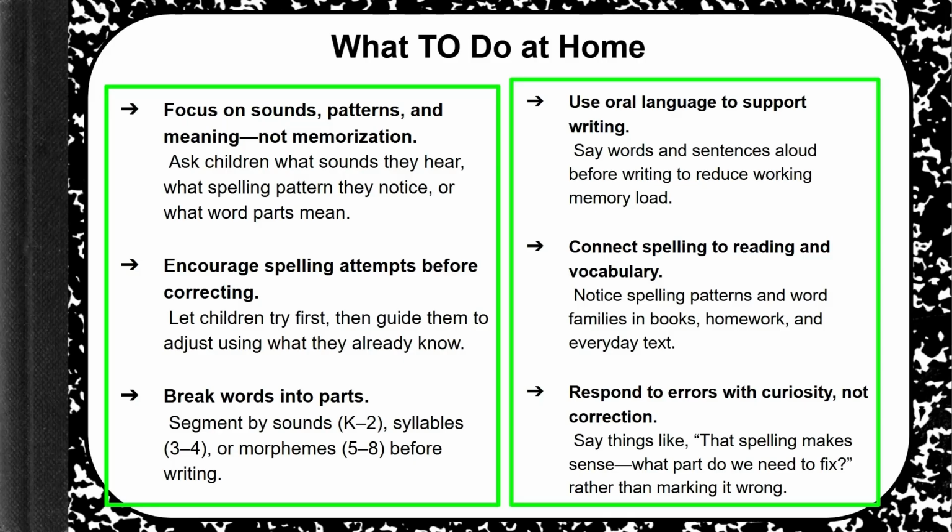You can also encourage spelling attempts before correcting. Let children try first and then guide them to adjust using what they already know. Like the other day, my son asked me how to spell bird and he forgot the I sound because he was focusing so much on that R. So I would say, isn't there supposed to be a sound in there? Maybe in the beginning before the R? B, bird. And then he was like, oh yeah, I forgot the I. So he self corrected.